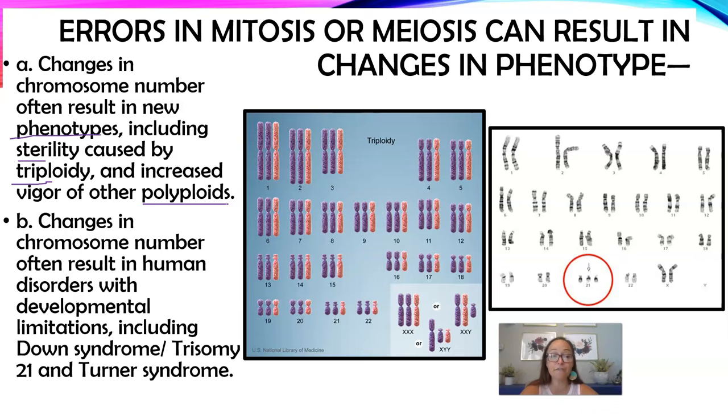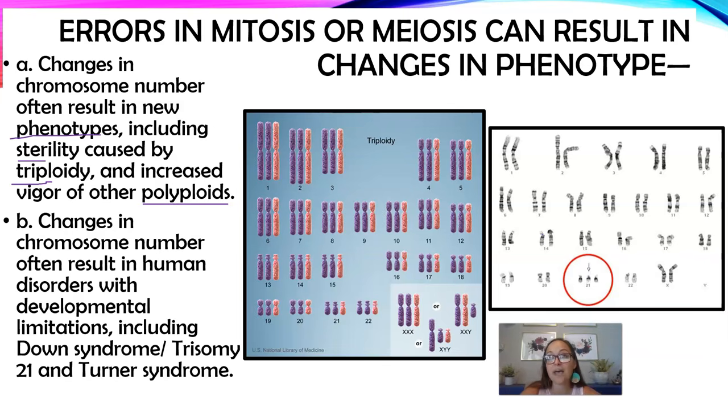Now, that is different than the results of non-disjunction. So in non-disjunction, which was the last slide of Unit 5, if you're unfamiliar with non-disjunction, just hop to the very end of Unit 5's video. But non-disjunction is when there's errors in meiosis, and it results in just 1 extra chromosome, like in Down syndrome. So in Down syndrome, it's just 1 extra 21, not triploidy. They have 2 of every other kind, except for number 21, they have 3.